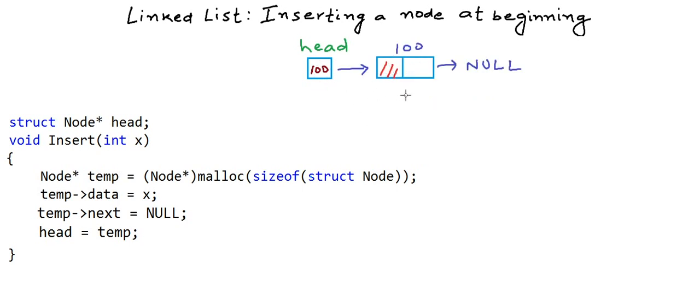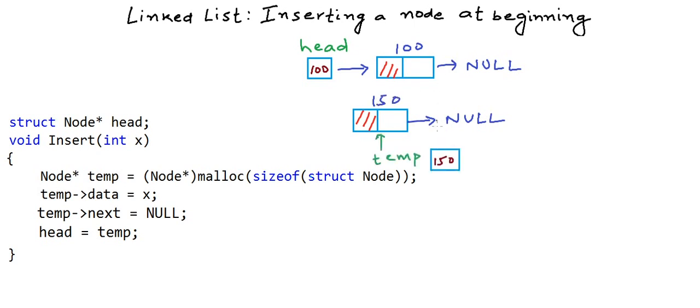Let us now see what we can do to insert a node at the beginning if the list is not empty, like what we have right now. Once again, we can create a node, fill in the value x that is passed as argument. Initially we may set the link field as null, and let's say this node gets address 150 in the memory, and we have this variable temp through which we are referencing this particular memory block.